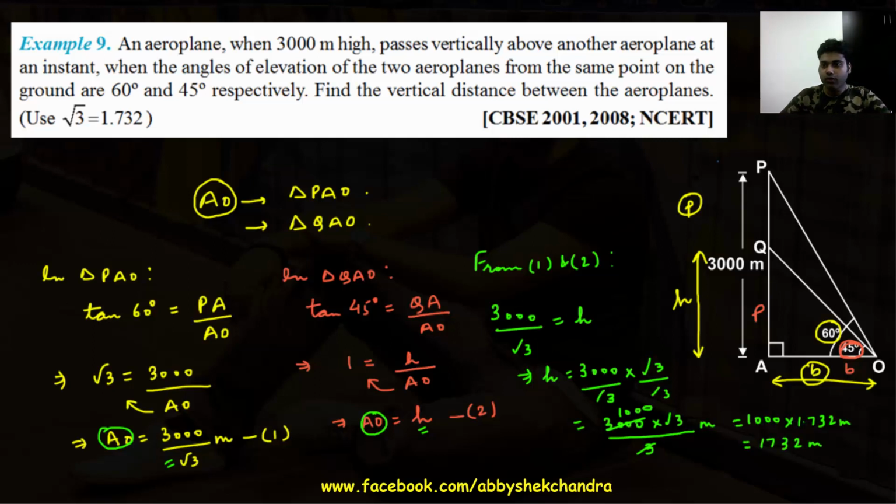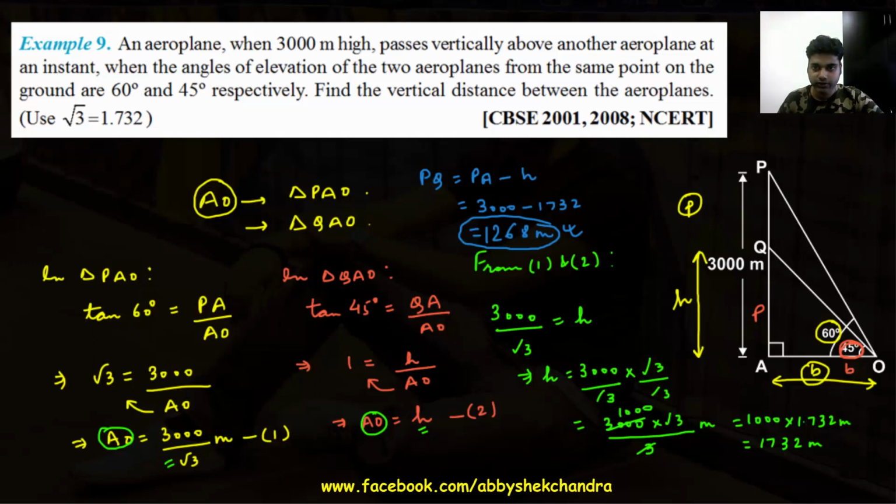So what we need, the distance PQ, right? So PQ is what? PQ is PA minus H, which will be 3000 minus 1732, which will be equal to 1268 meters. So this will be the answer. Understood? You can just verify the answer, so hopefully it will be correct.